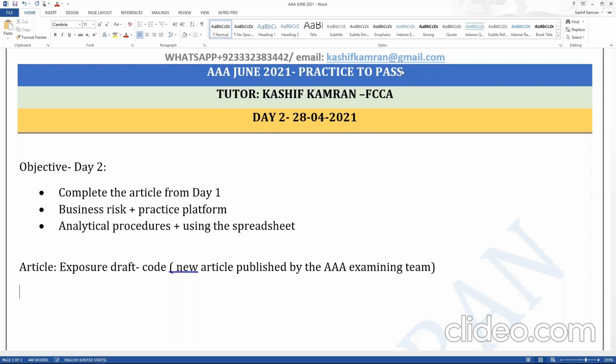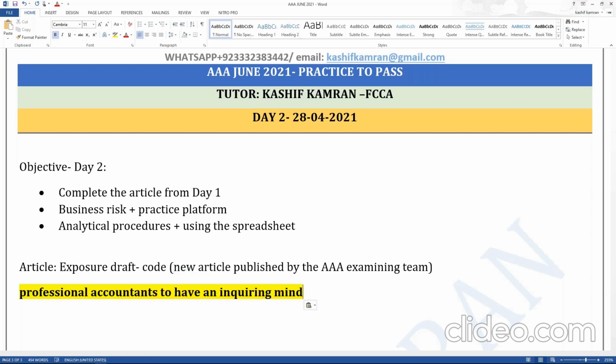Now, the first area we are discussing in this article today, the fourth one, is basically this: professional accountants to have an inquiring mind. The code of conduct has been changed to require a professional accountant to have an inquiring mind. I hope you all agree with me that previously, we used a terminology which is part of your AAA syllabus. I hope you have all heard this terminology: professional skepticism. Is it a topic in your AAA paper?